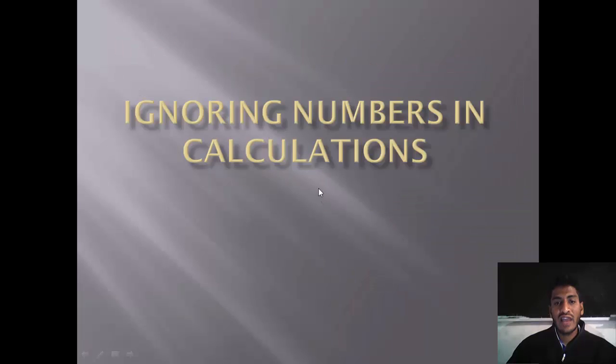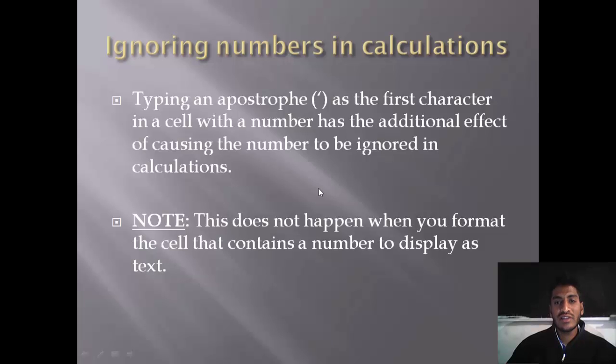Ignoring numbers in calculations. Typing the apostrophe as the first character in a cell with a number has the additional effect of causing the number to be ignored in calculations. Note this does not happen when you format the cells containing the number to display as text.